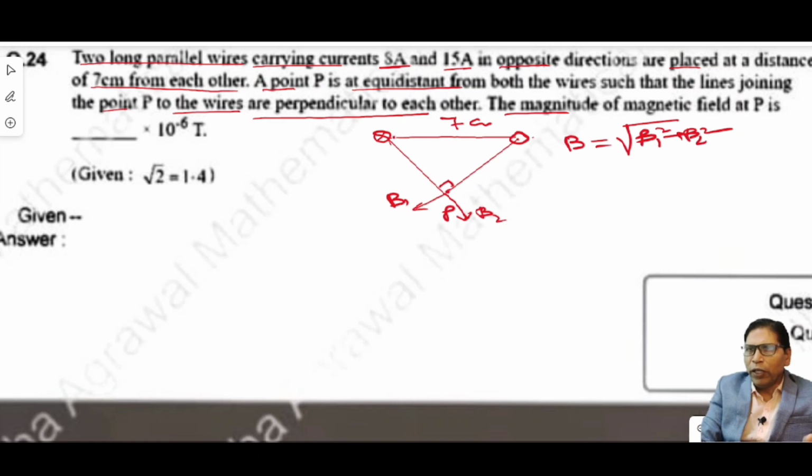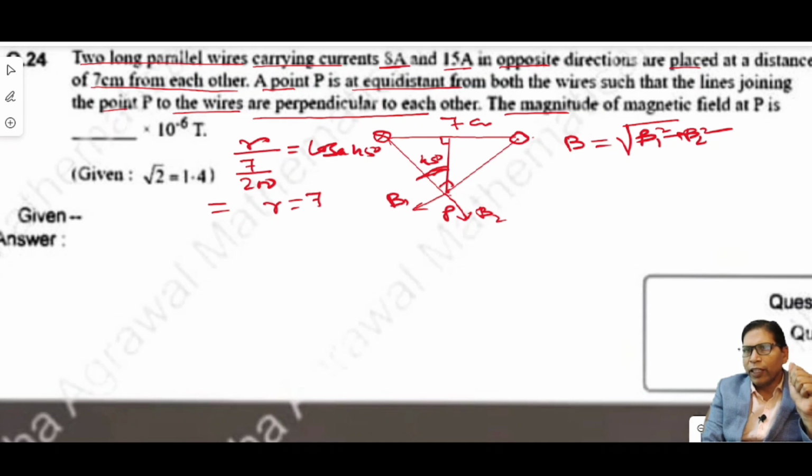Now we have to calculate the distance of the conductor from the point P. A perpendicular line is drawn from P to the conductor. As this angle is 45 degrees, the distance from the conductor to the point P is R. So R divided by 7 by 200 meter equals cosec 45 degree. Now cosec 45 degree equals root 2. So R equals 7 root 2 divided by 200 meter.